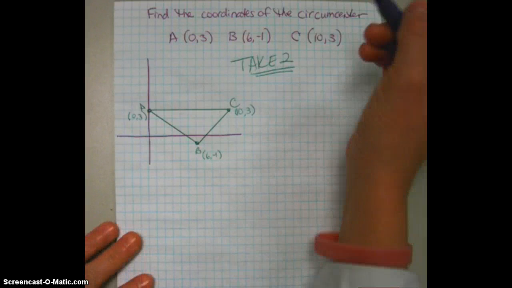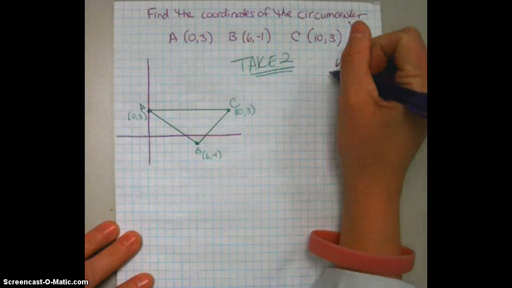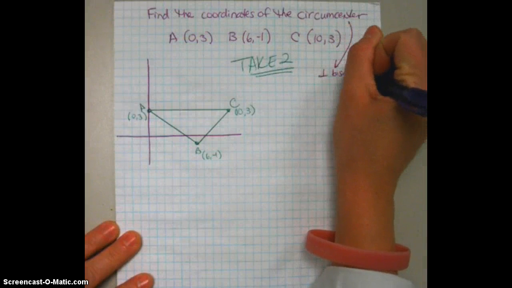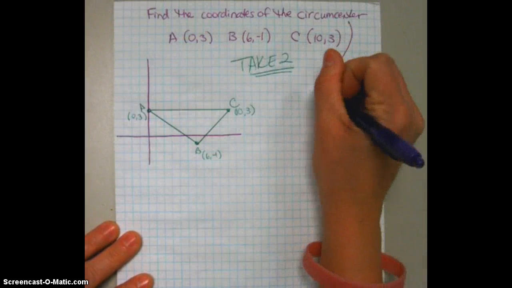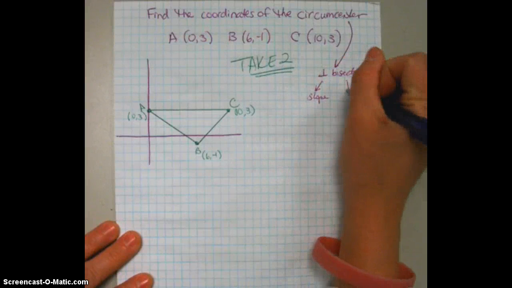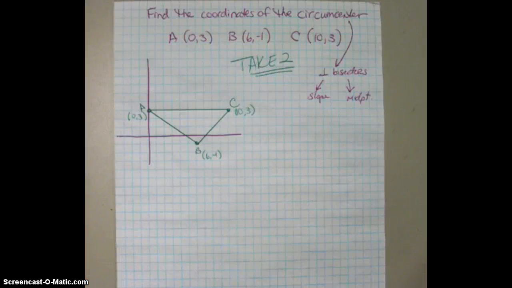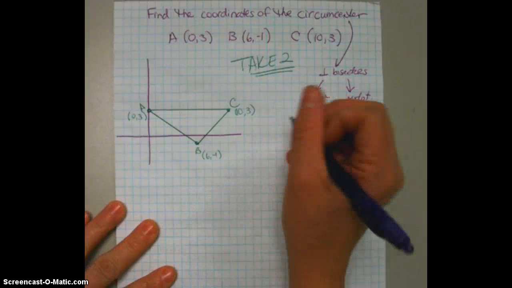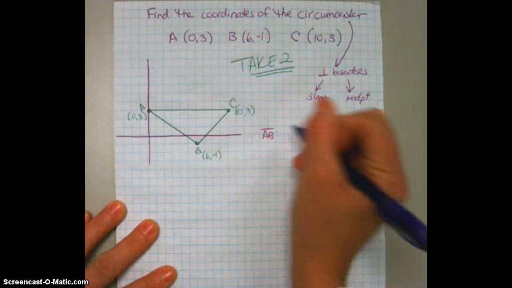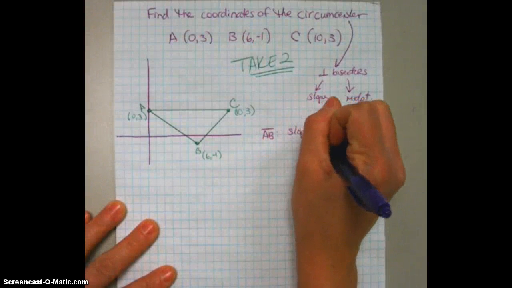So remember that circumcenter, we think about the intersection of the perpendicular bisectors. Okay, so perpendicular comes from using slope, bisector comes from using midpoints. So I have to really focus on slope and midpoints, all right? So I'm going to look at AB first. And we're going to look at the slope of AB, okay?